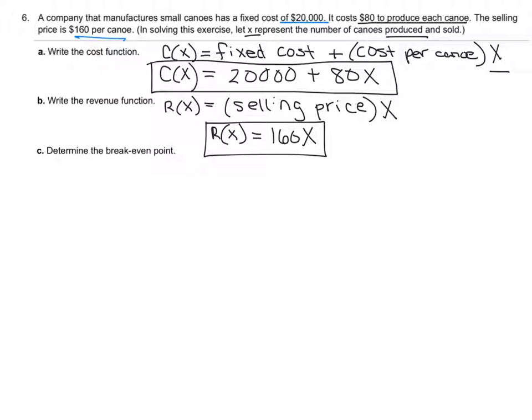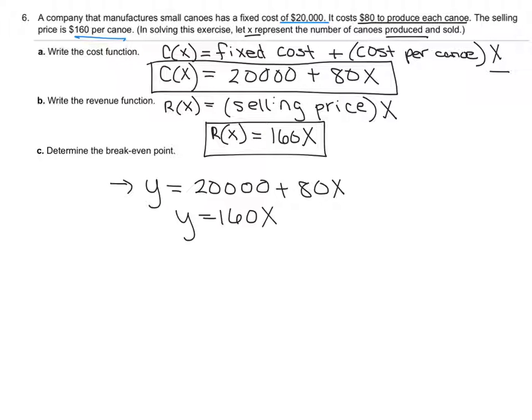Part C, determine the break-even point. To determine the break-even point, we're going to set the cost function and the revenue function equal to y and then solve the system of equations. Remember, the break-even point tells us that the money coming in is equal to the money going out. So our first step is to set the cost function equal to y and the revenue function equal to y. So now I have two equations in my system. And I'm going to use the substitution method to solve this system.